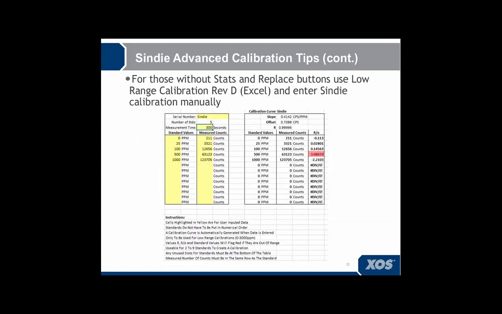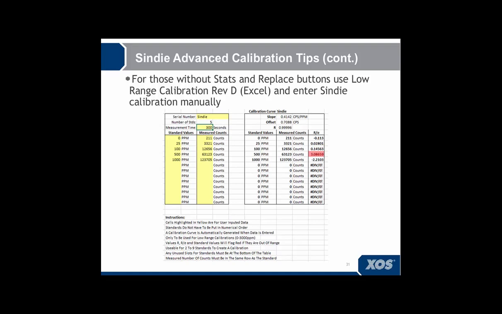Now, for those of you who have the legacy analyzers, you don't have access to the stats and the replace buttons. So we have a workaround for you. We have an Excel spreadsheet that does a weighted linear regression. It's called Low Range Calibration Rev-D.